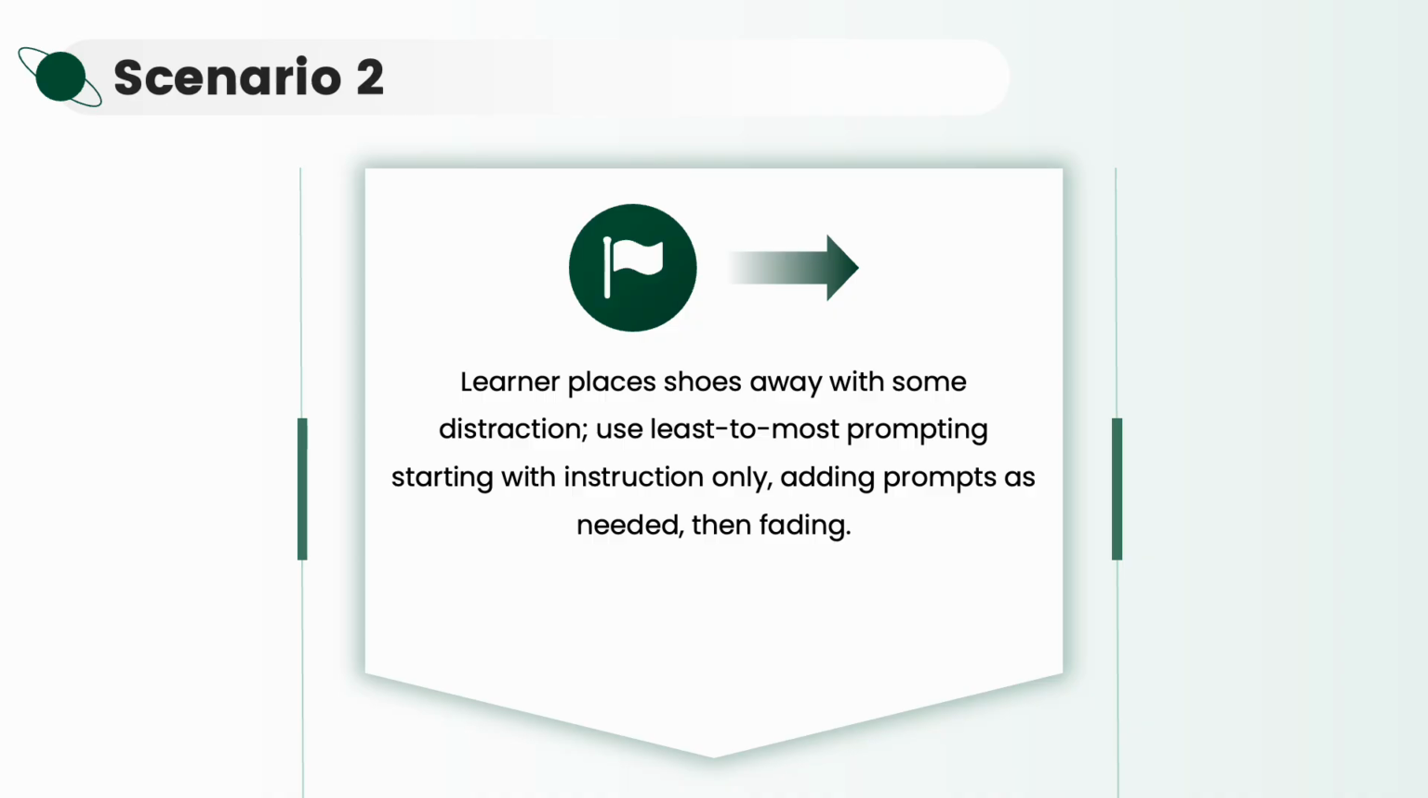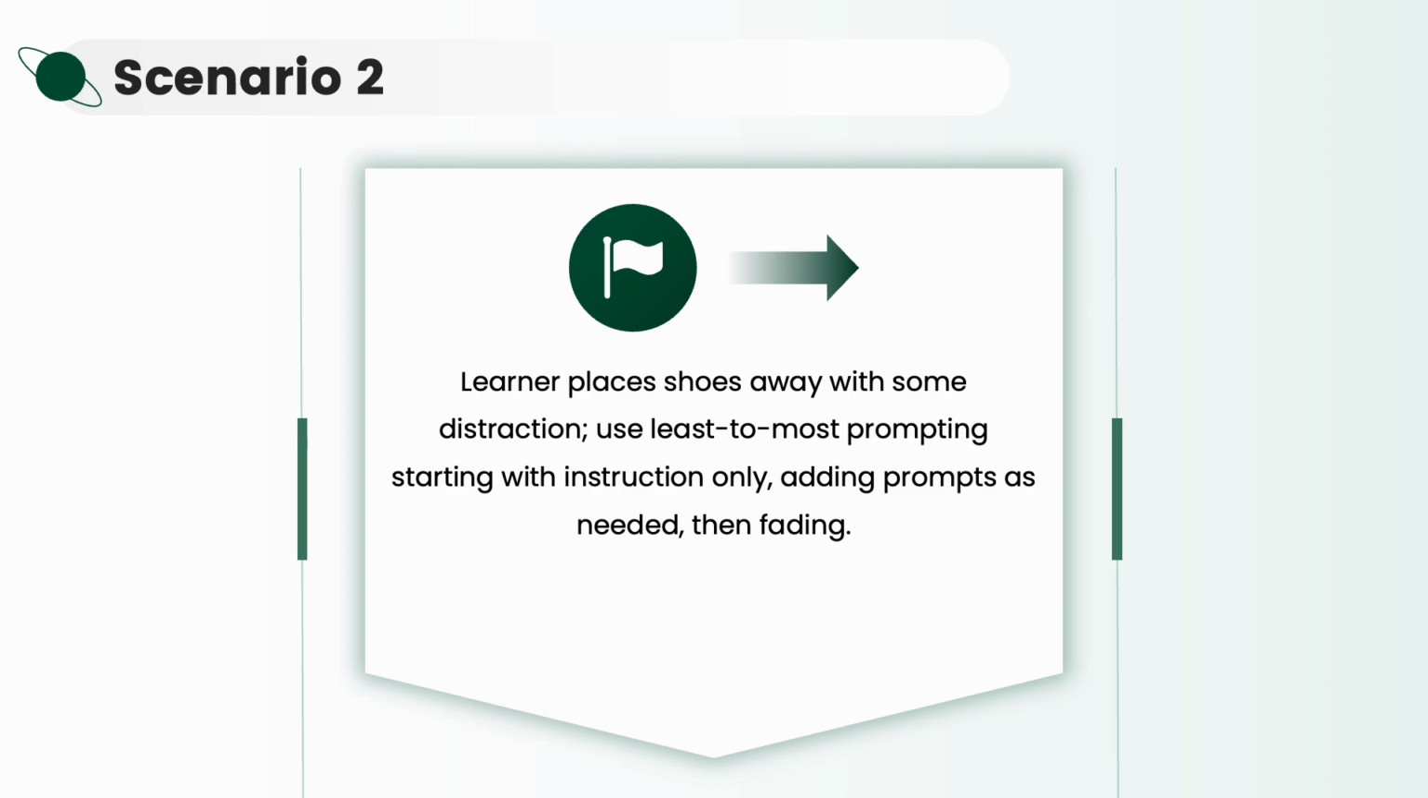The most common mistake here is prompting too quickly. If you say, put your shoes away, and immediately point, you skipped independence. How many of you feel uncomfortable with silence? That discomfort often leads to overprompting, but that silence is where learning happens.